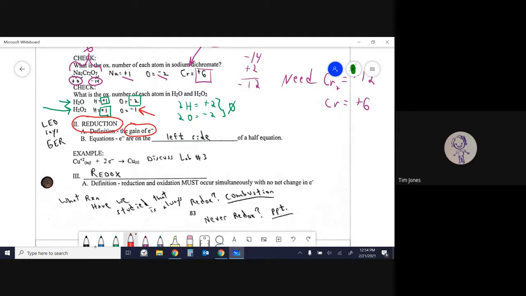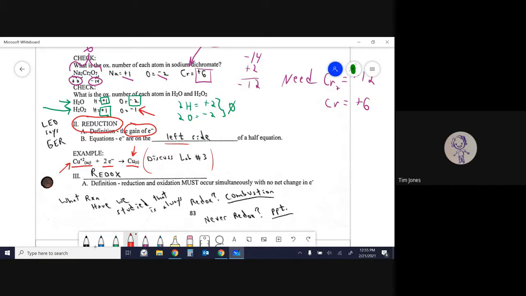To show this, we put them on the left side. So you can ignore this. We'll get to that in class. If we take copper +2 and we gain 2 electrons, we become copper neutral. Again, that copper here would be an oxidation number of +2. Here it has an oxidation number of 0, and it is gaining 2 electrons.